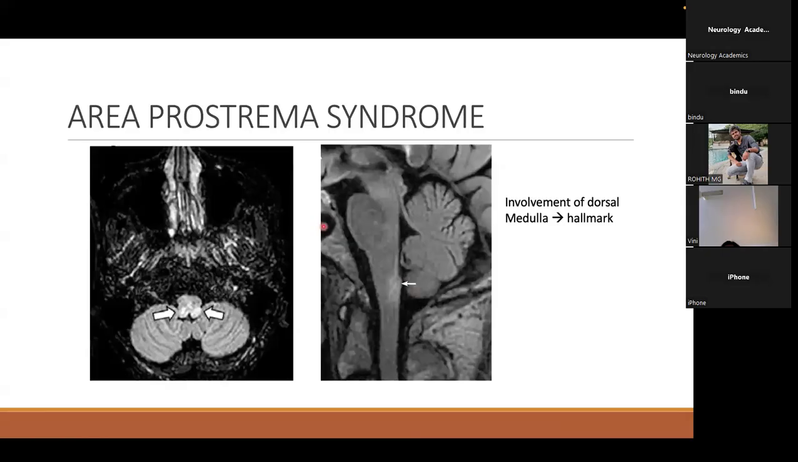Then the hallmark feature of NMOSD is the area postrema syndrome, in which the patient presents with intractable nausea, vomiting, and hiccups. Here the lesion will be in the unilateral or bilateral dorsal medulla. And here in the sagittal section also we can see the typical site for the area postrema syndrome.